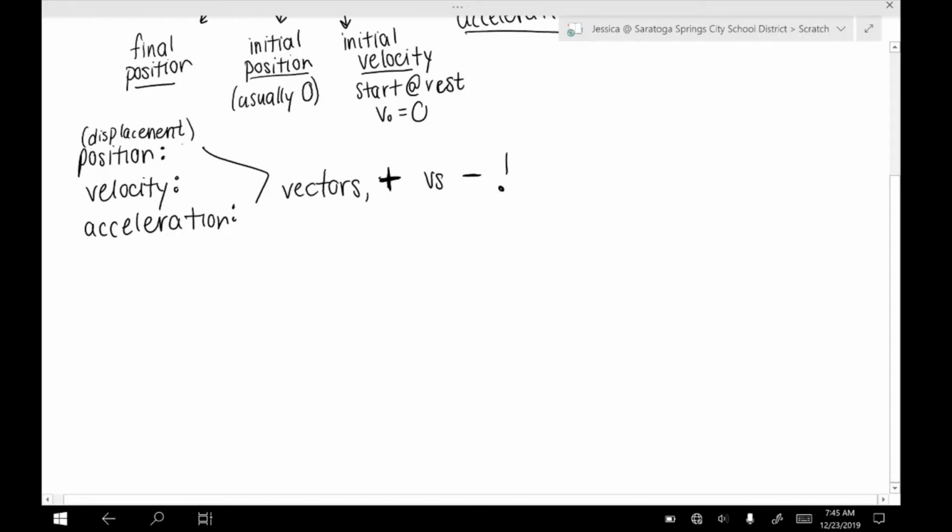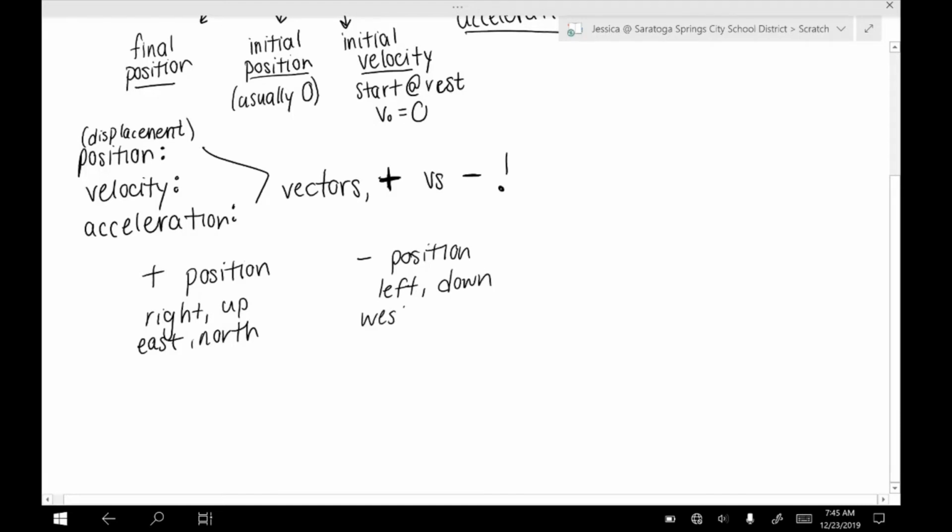Let's talk about what positive versus negative means. Positive position means you are to the right or up or east or north of your starting point. Negative position means you are left or down or west or south of your starting position. So if you are an object traveling downwards, you should be plugging in your position as negative or getting a negative direction or a negative answer.